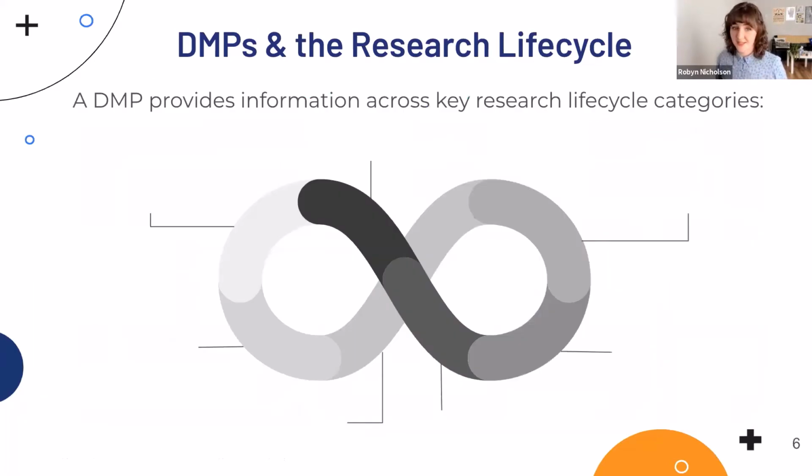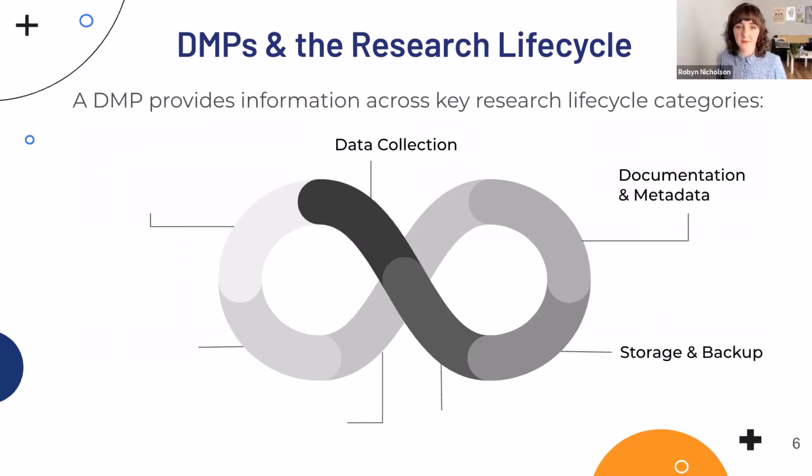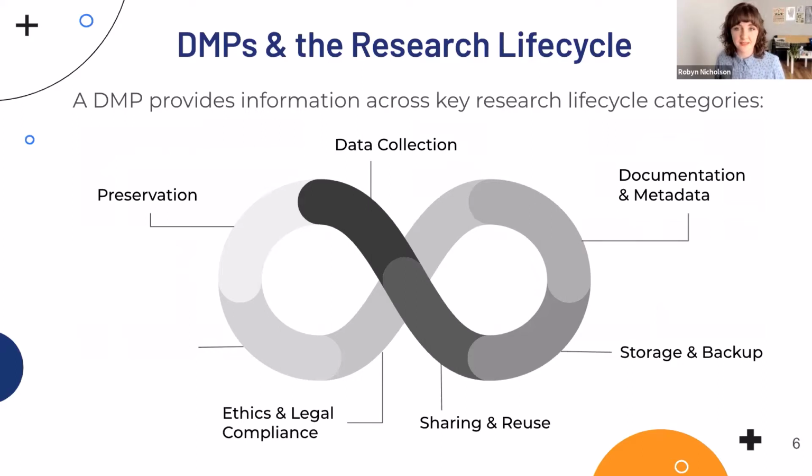Here is another life cycle for good measure, but one with a slightly different spin. A DMP provides information across key research lifecycle categories, from data collection to documentation and metadata, storage and backup, sharing and reuse, all the way through to preservation, while also considering important issues surrounding ethics and legal compliance, as well as responsibilities and resources along the way.